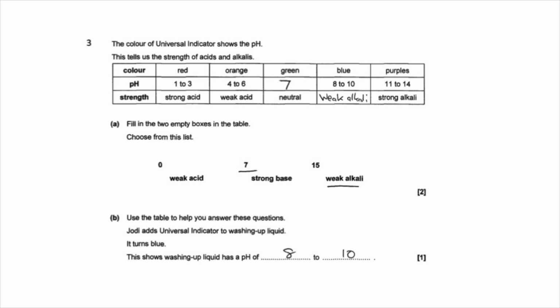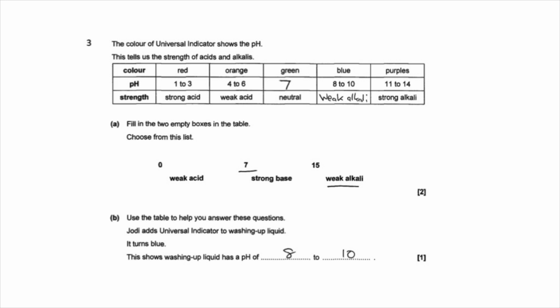So A is asking you to complete the table by filling in the 2 empty boxes. So a substance that goes green with universal indicator and is neutral has a pH of 7, and a substance that goes blue with universal indicator and has a pH of 8 to 10 is a weak alkali. So there's 2 marks for that.